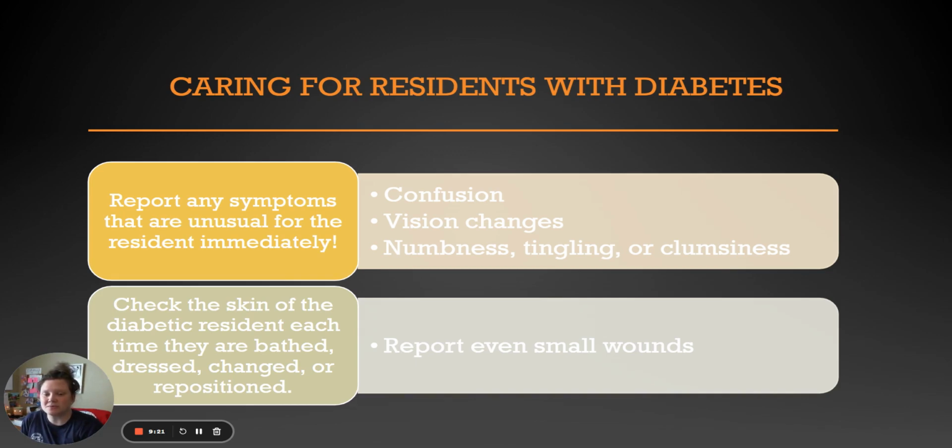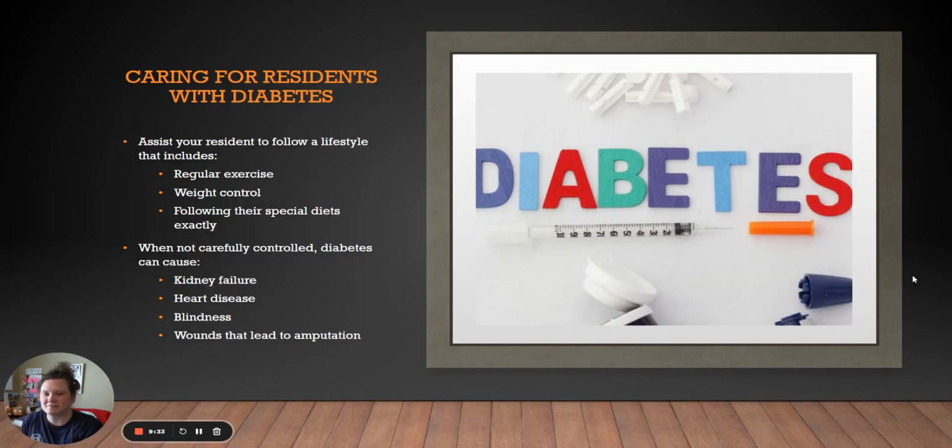we need to be checking the skin of our residents every time they're bathed, dressed, changed, or repositioned. Those are all great times to look at their skin so we catch those wounds when they're small and prevent them from getting any bigger. You also want to assist your resident to follow a lifestyle that includes that regular exercise that's so important for the body, weight control, and following those special diets exactly.